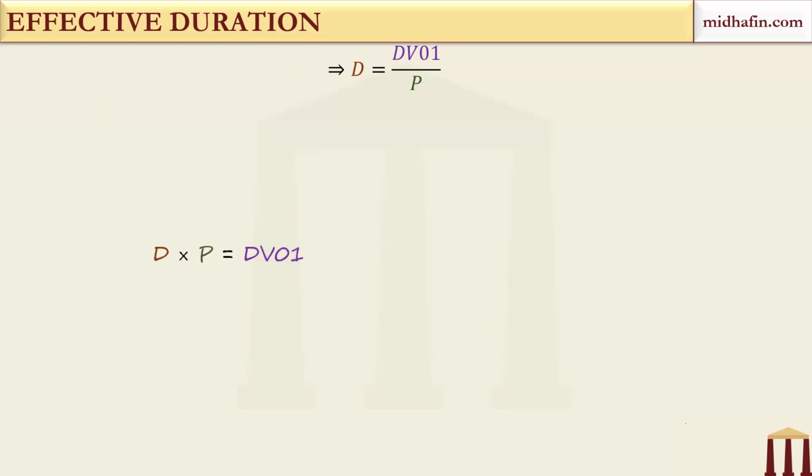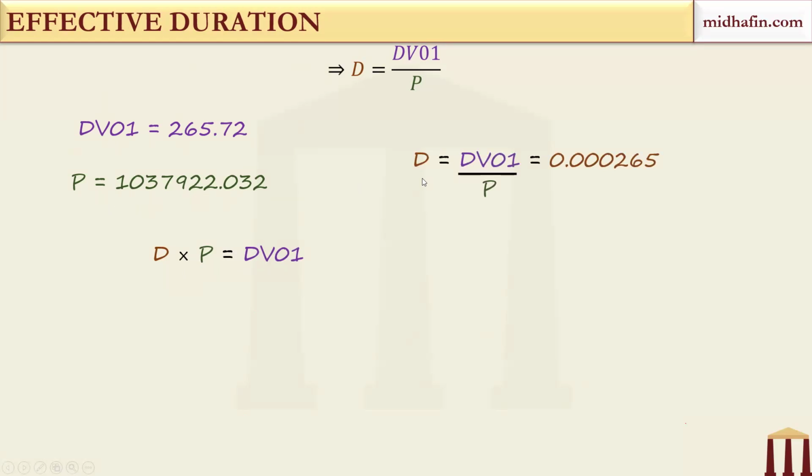Now, D times P is equal to DV01. I can write it quite easily. So here I have DV01 and I have the position. I can calculate D as DV01 by P. DV01 divided by P, but the number turns out to be 0.000265. This is not your duration.